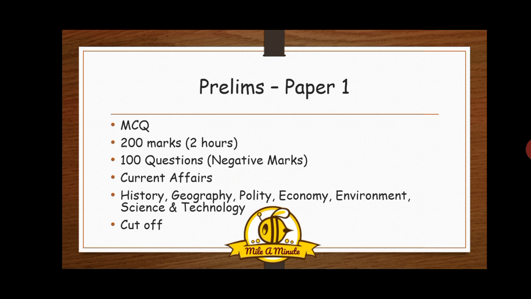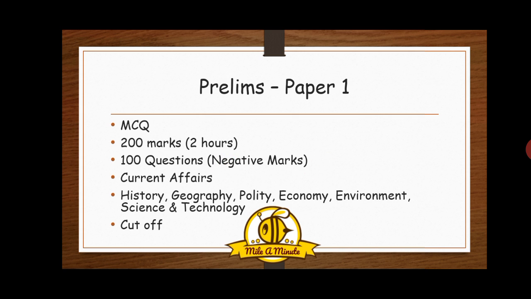In Prelims itself, you are going to have two papers, paper 1 and paper 2. Paper 1 is a 200 mark test, written for 2 hours, and it is an MCQ type test. All the questions have choices and you should select the right answer. It has 100 questions, each worth 2 marks. There is also negative marking, which makes this test a little tough.